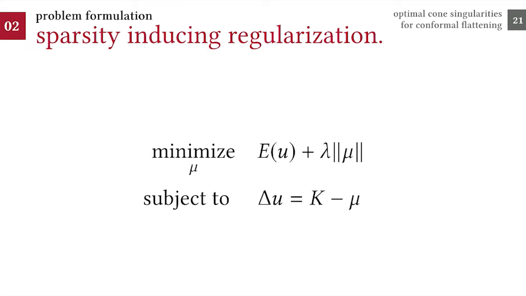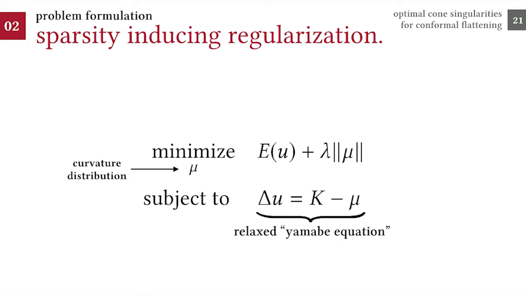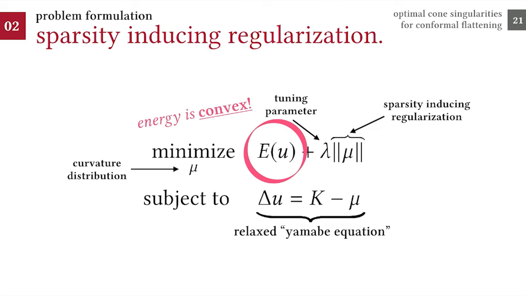The idea is to replace these Dirac deltas with arbitrary curvature distributions and have a sparsity-inducing regularization that pushes us back to being near a cone metric. We're going to have this tuning parameter that's going to essentially give us control over how many singularities we get. And now, this entire optimization problem is actually convex.